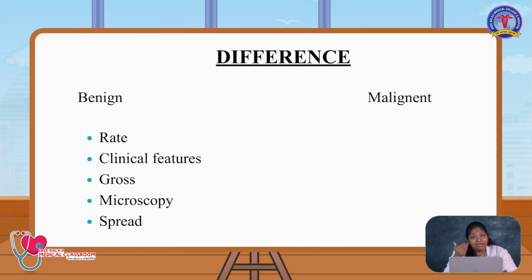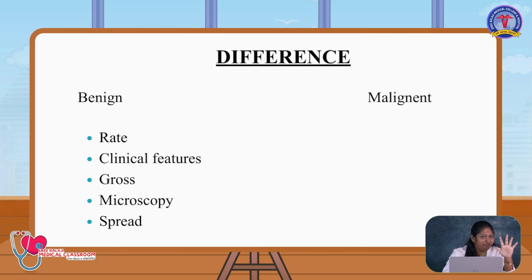But when you see a malignant tumor, see how big it is, totally disorganized. You cannot tell the shape of it. And you can see a lot of necrosis surrounding it, and there is no capsule. So these are the gross features of benign and malignant.